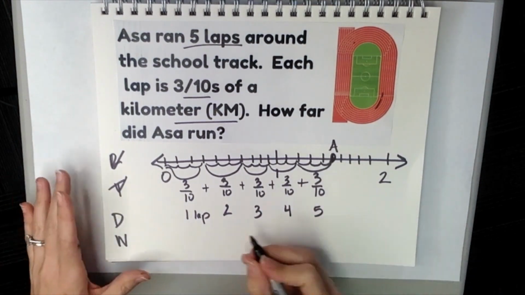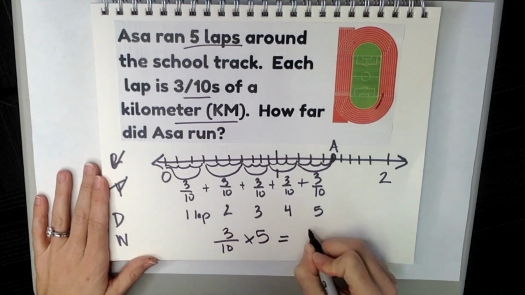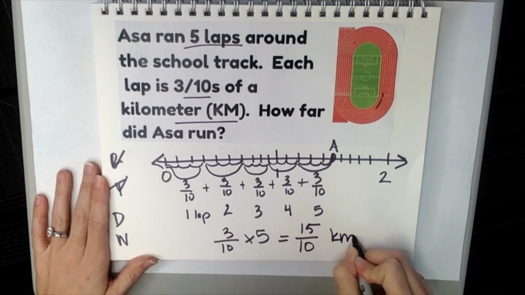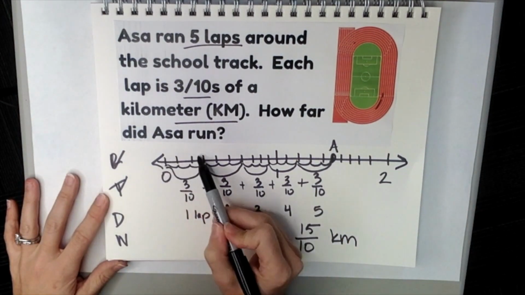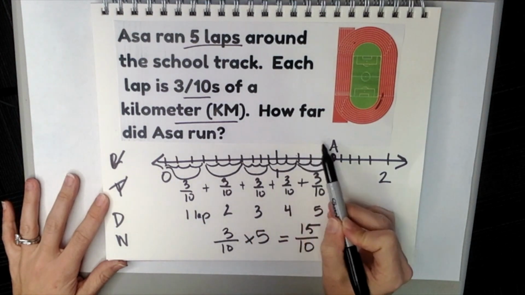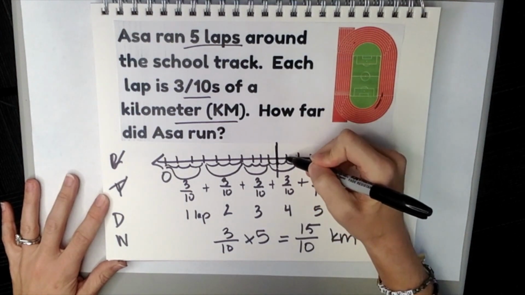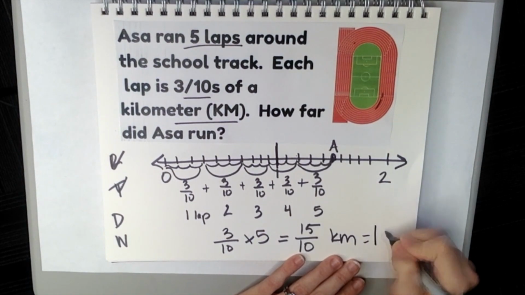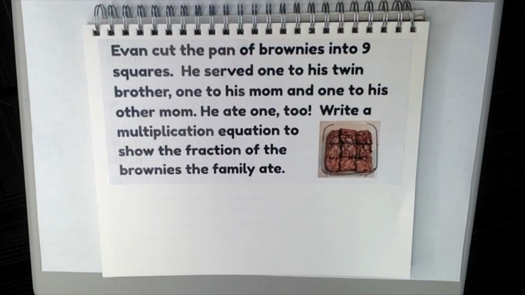We can use symbols. So 3/10 times 5 equals 15/10 of a kilometer. So let's double check: 3, 6, 9, 12, 15. And here was 1, so 1 and 1, 2, 3, 4, 5 kilometers. 1 and 5/10 kilometers. All right, let's try one more together.